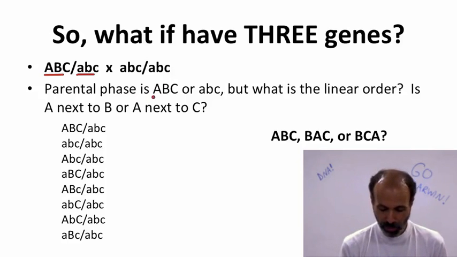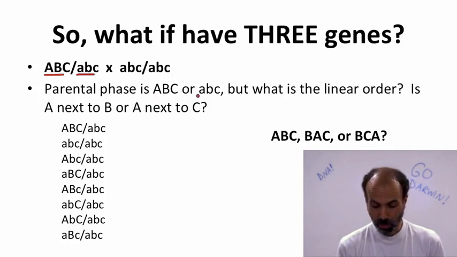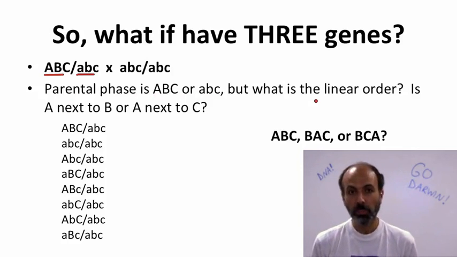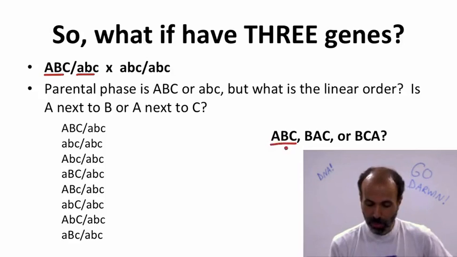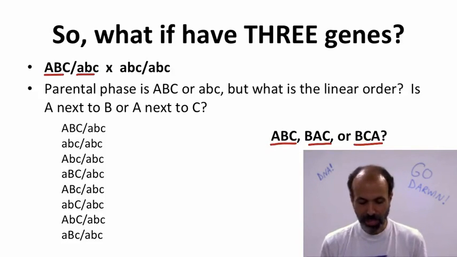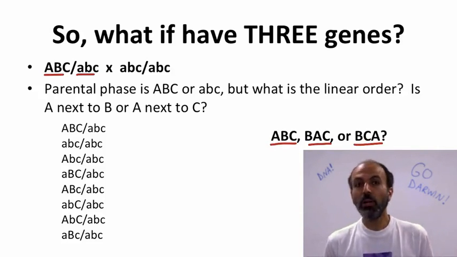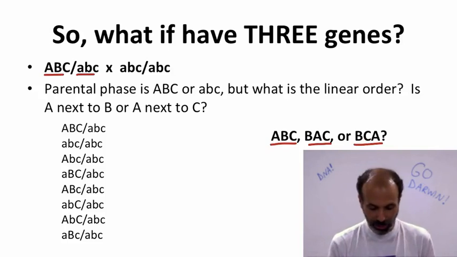Okay? Now you know the parental phase is A, B, C, capitals or all lower cases. But what is the linear order? Now what you don't know is, is this the order? Is B between A and C? Or is it this order where A is between B and C? Or is it this order where C is between A and B? The answer is you don't know. So this is what we're going to try to calculate.